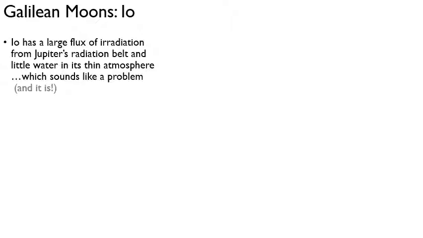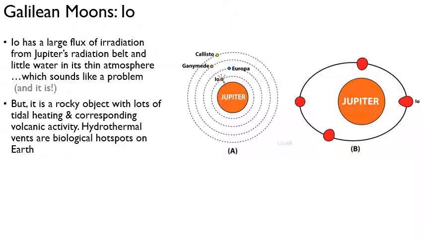It's in the radiation belt of Jupiter, and that just means that the magnetic field concentrates energetic particles in that location. So it's going to be bombarded with radiation. It has a very thin atmosphere. It doesn't have a lot of water, so that sounds pretty inhospitable, and of course that is.